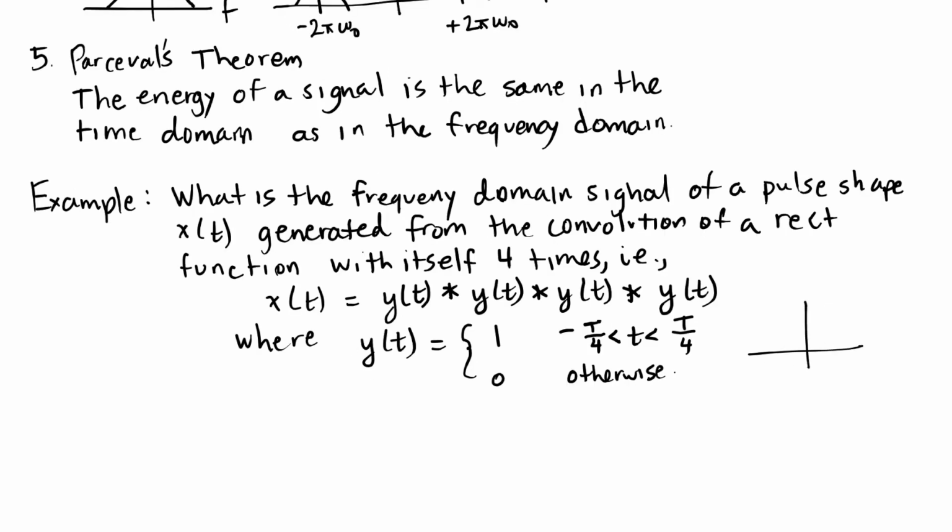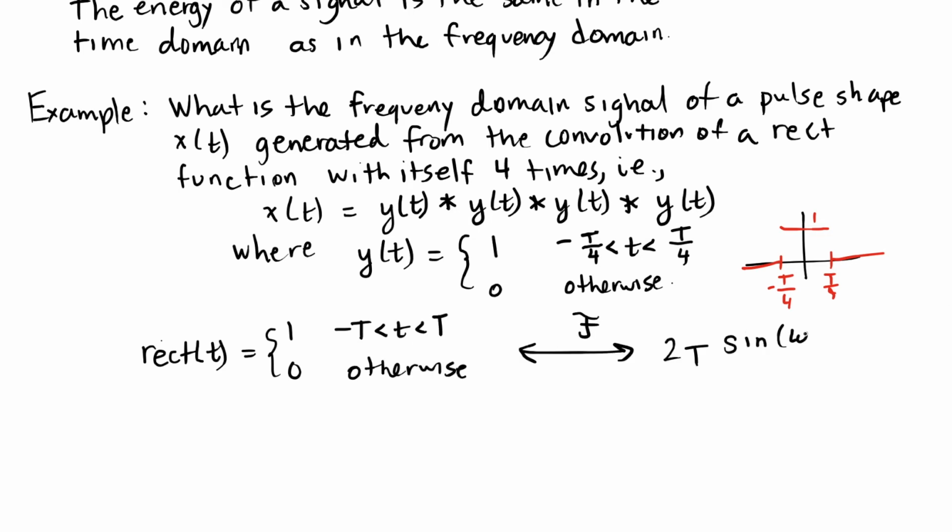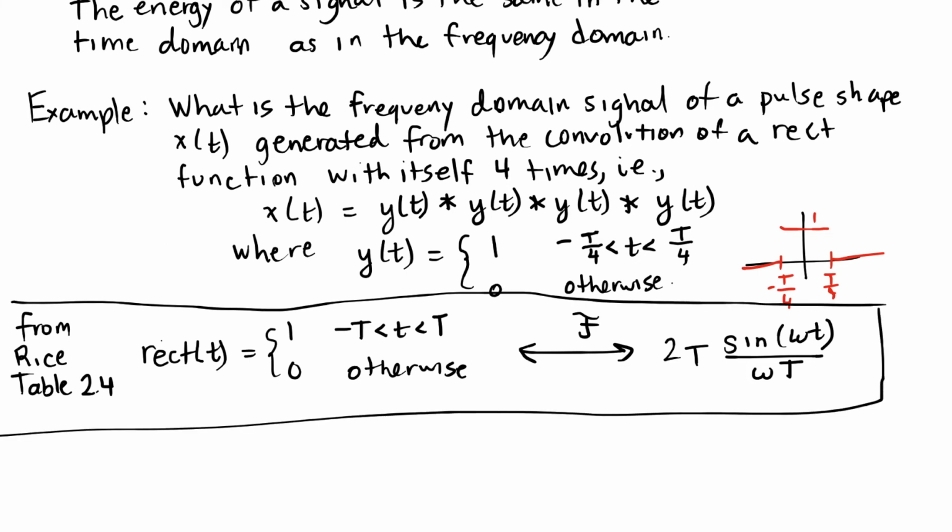Y of t looks like this in the time domain. It has a value of 1 between T over 4 and minus T over 4, and it's 0 everywhere else. That's why I'm calling it a rectangular function. We have a rectangular function that is on our Fourier transform table in the Rice book. Let's take that as a given because it is in a table, and let's try to derive what the Fourier transform X of j omega is, given this particular Fourier transform relationship and the properties that we discussed above.